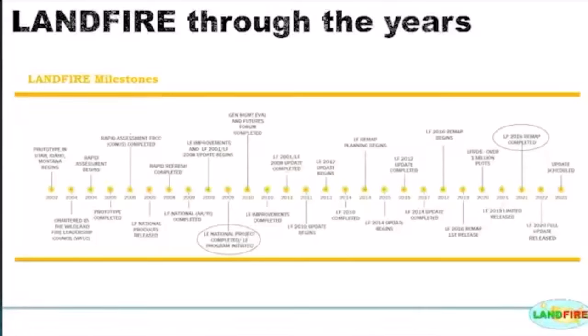And then we also have regular updates, and the updates are to account for changes in fuels on the landscape through time. The updates are also based on what we call our rule sets, and so expert-driven rule sets saying how vegetation and fuels change with different types of disturbance.